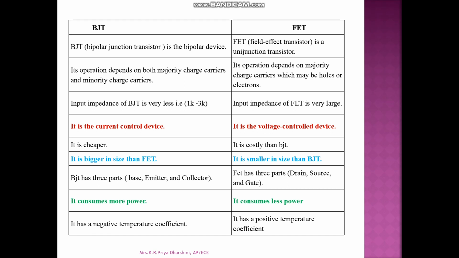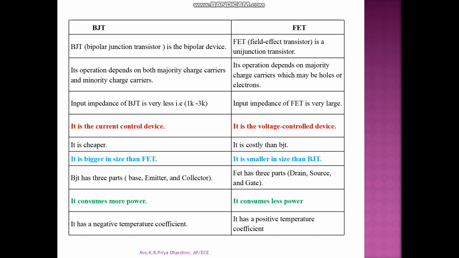The input impedance of a BJT is very low, ranging between 1K to 3K. The input impedance of a FET is very large. The BJT is a current controlled device. The FET is a voltage controlled device. The BJT is cheaper. The FET is very costly when compared to the BJT. BJT is bigger in size than FET. FET is smaller in size than BJT.